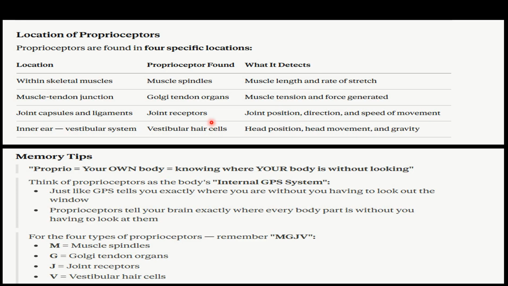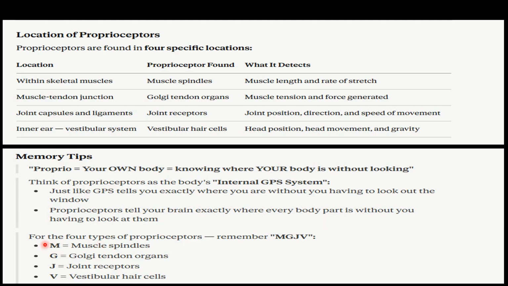Now how will we remember it, because we have learned so many things, right? So the memory tip is very simple. Just remember proprio means your own body. So knowing where your body is without looking at it. Just like a GPS tells you exactly where you are without you having to look out the window, similarly proprioceptors tell your brain exactly where every body part is without you having to look at them.